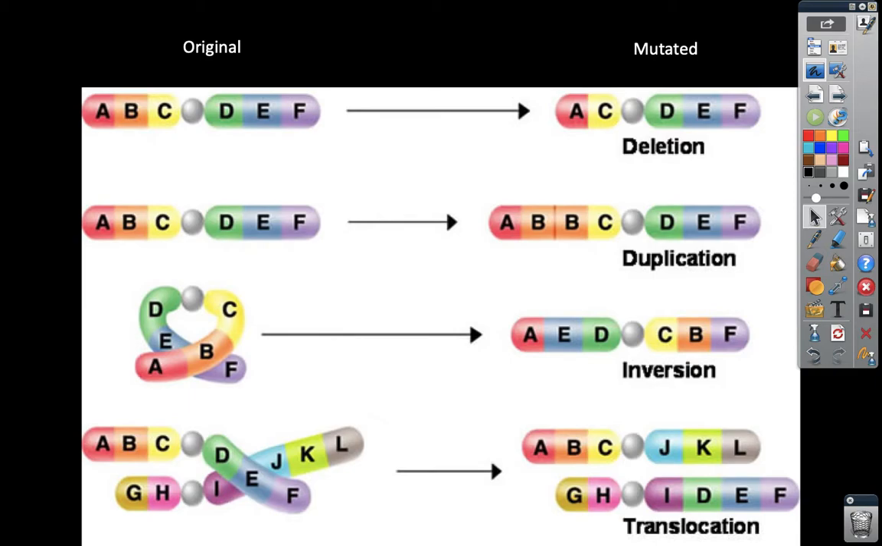Now on this diagram, you're seeing that the chromosome's kind of twisted. It's still just one chromosome. I don't want you to rely on that to be how you pick out this type of mutation. Instead, just imagine that it's straight, just like the one in front of it.